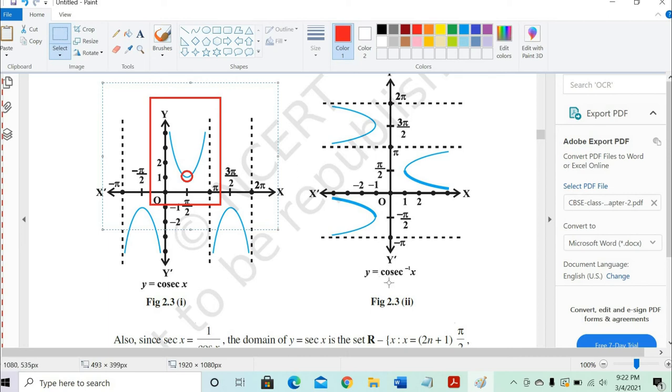Now quickly draw the figure for y is equal to cosec inverse x. The second part. Okay, sir. Just a minute.